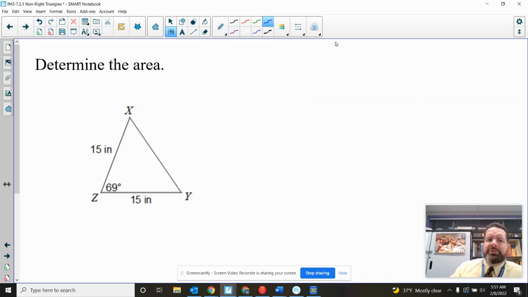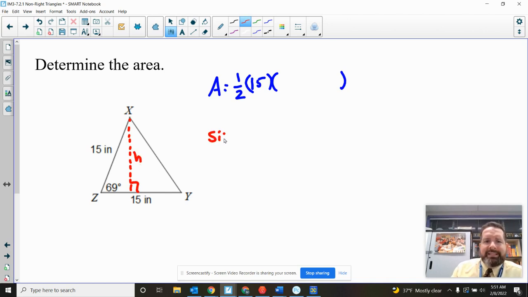Okay, do a quick pause here. I want you to try this one, see how you do. Okay, gotta use this bottom 15 as my base. Need to figure out what the height is. So drop in that altitude. So it's again opposite hypotenuse. The sine of that 69 degrees is h over 15, opposite over hypotenuse. So multiply the 15 over.